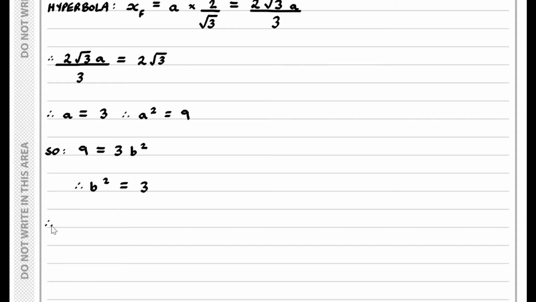And therefore, the hyperbola would have equation x squared over 9 subtract y squared over 3 equals 1.